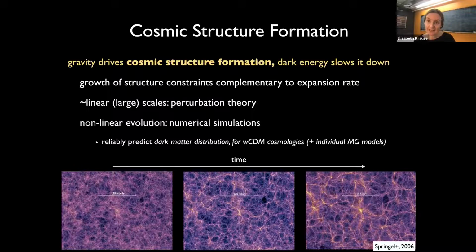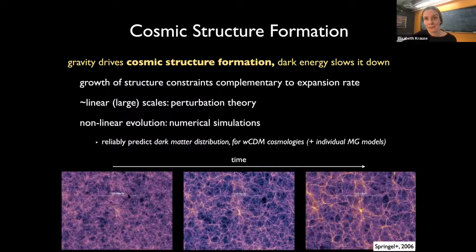This is a measurement that's very complementary to the expansion rate, as this now probes the growth of fluctuations rather than the background evolution. On very large, close to linear scales, we can make progress with paper and pencil through perturbation theory. But if we want to describe cosmic structure formation into the nonlinear regime, we have to turn to numerical simulations, as shown in the example below, which shows you the evolution of the cosmic density contrast as a function of cosmic time.